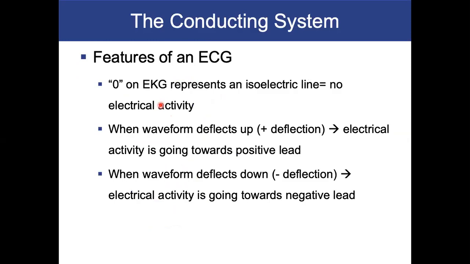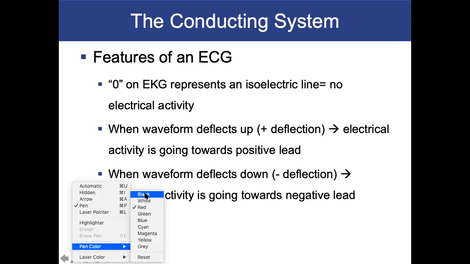Features of an EKG. Zero or a flat line represents an isoelectric line. Okay, when your waveform deflects up, that means electrical activity is going towards a positive lead. When the waveform deflects down, it means the electrical activity is going towards a negative lead. So let me actually draw on this. I want to make a note for you guys.